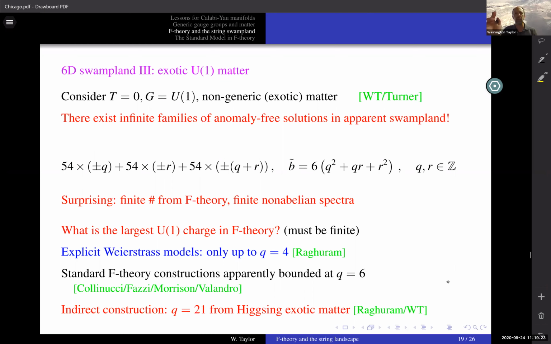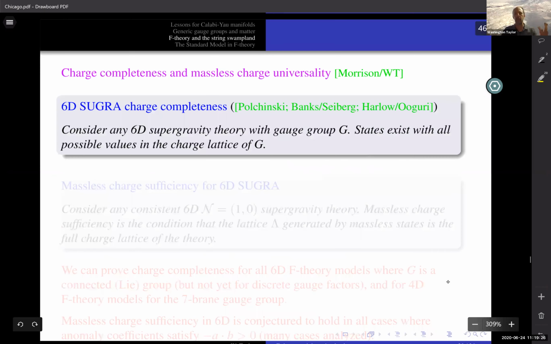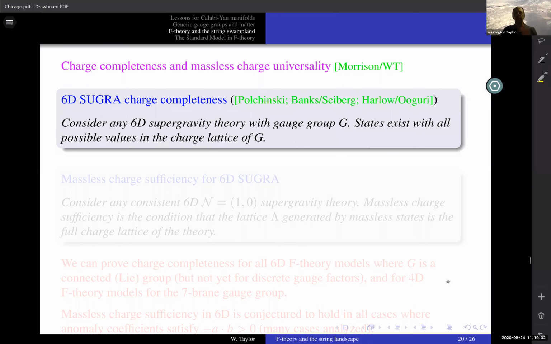So finally, let me mention an upcoming paper with Dave Morrison, which is more related to these kind of swampland conjectures. One of the things that has been around in the field for many years, it was essentially what underlay Polchinski's identification of D-branes, and then was articulated by Banks and Seiberg and recently proven by Harlow and Ooguri in the context of AdS/CFT, is the idea that if we have a theory with a given group symmetry, then there should be states in the theory that live in all possible charges of that symmetry. And so in particular, if we take a 6D supergravity with a gauge group G, the charge completeness hypothesis there states that there will be states in the theory with all possible charges in the charge lattice.